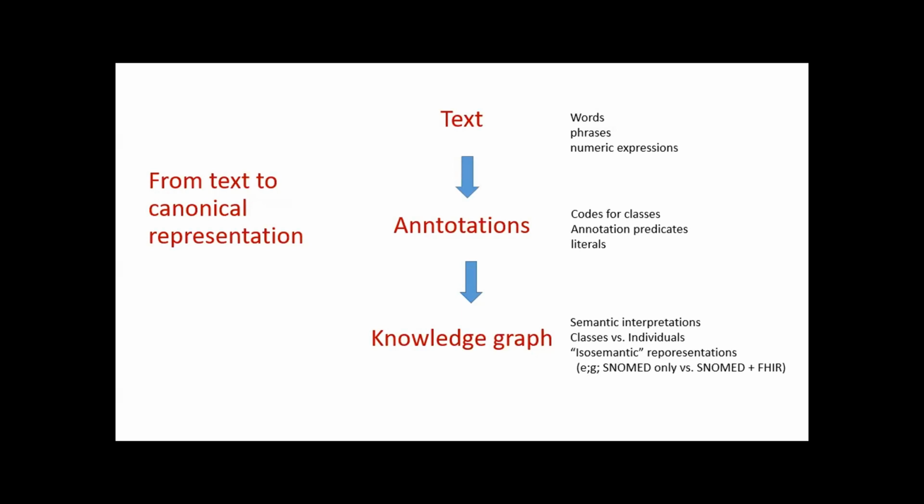But a final word to what comes after these annotations. Yeah? In the text, we have words, we have phrases, we have numeric expressions. Then in the annotations, we have codes for classes, we have these annotation predicates, we have literals. But then in the knowledge graph, there is an additional step, which I'm showing now. For instance, here we have the text, suspected, 3 different snippets. We have suspected breast cancer, we have mother breast cancer, we have diagnosis breast cancer.